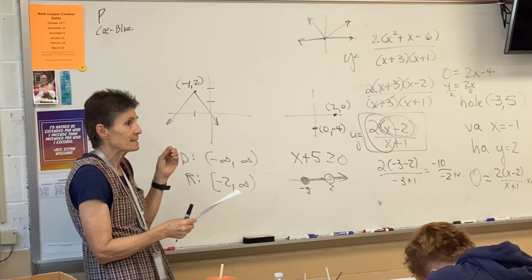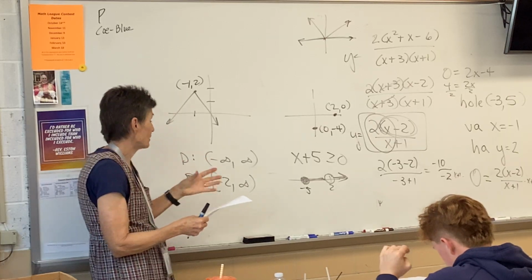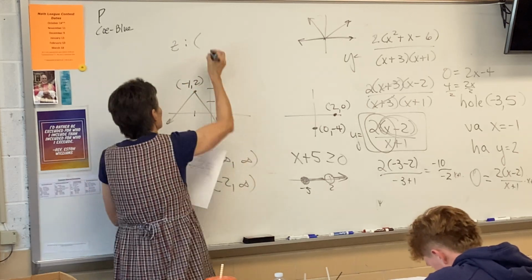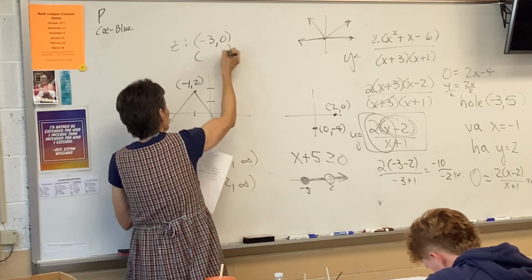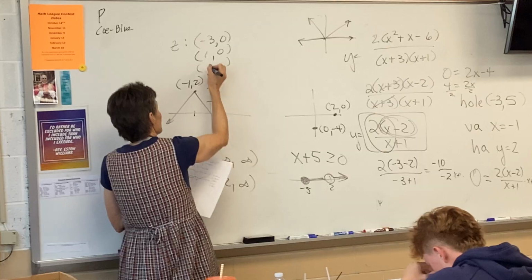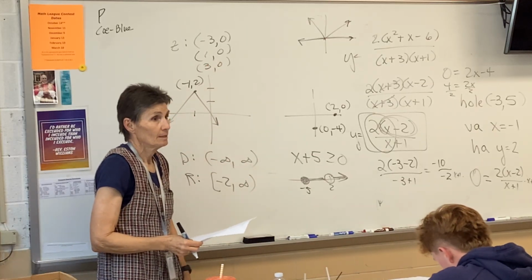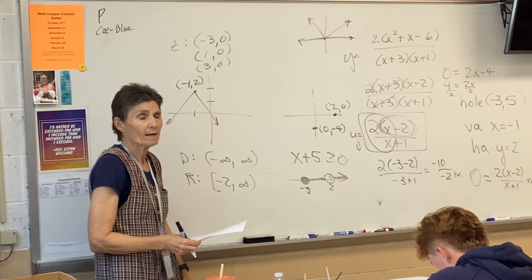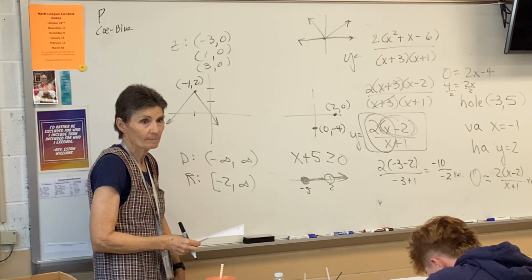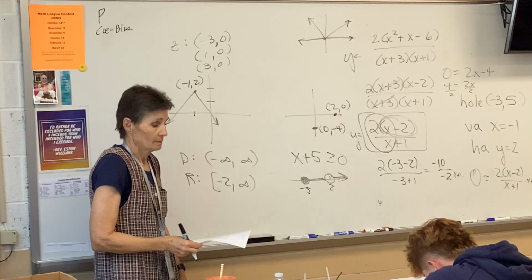Zeros, what do we mean by zeros? X-intercepts. So your zeros are (-3, 0), that's one of them. (1, 0) is another one, and (3, 0). Everybody okay with that? It's where we cross the x-axis. By the way, on your quiz, how many zeros did your equation have? One. It only crossed one time, right? And that's fine.